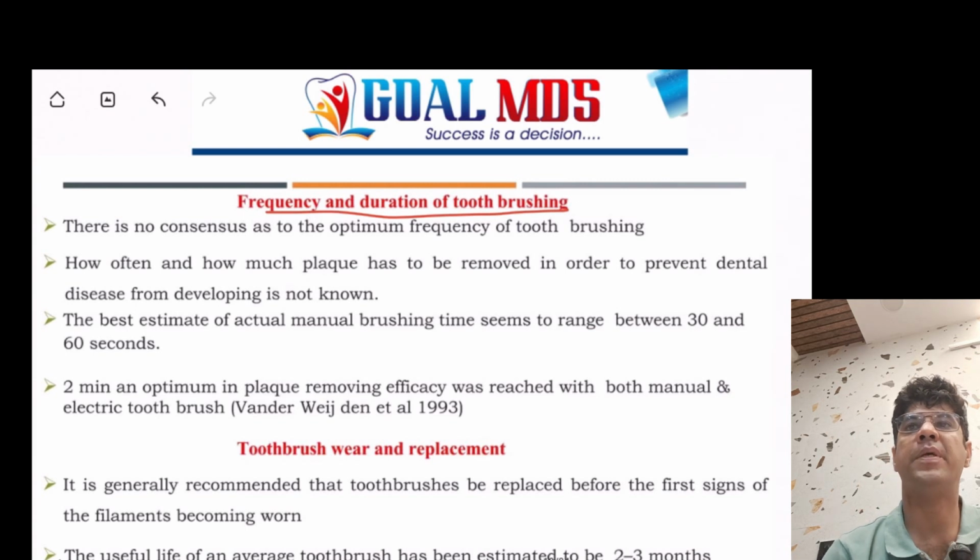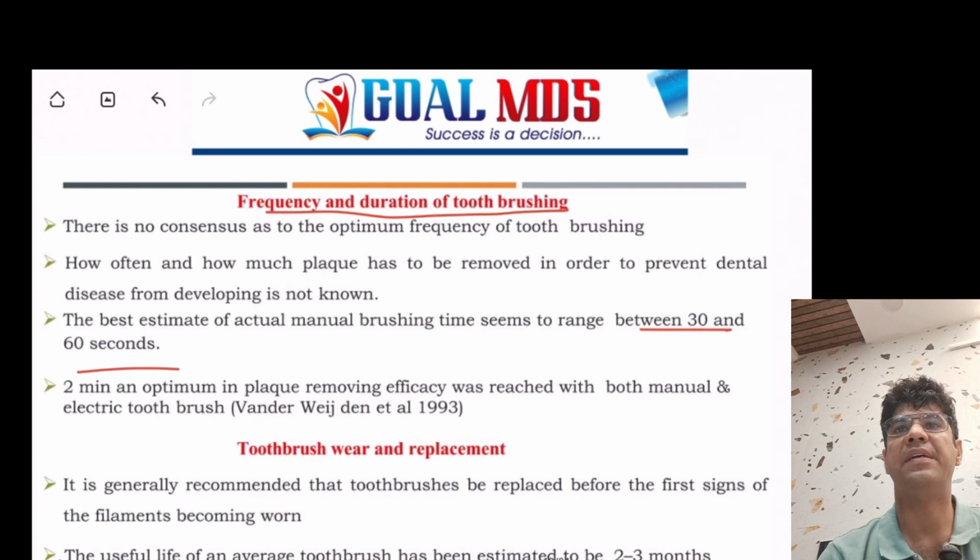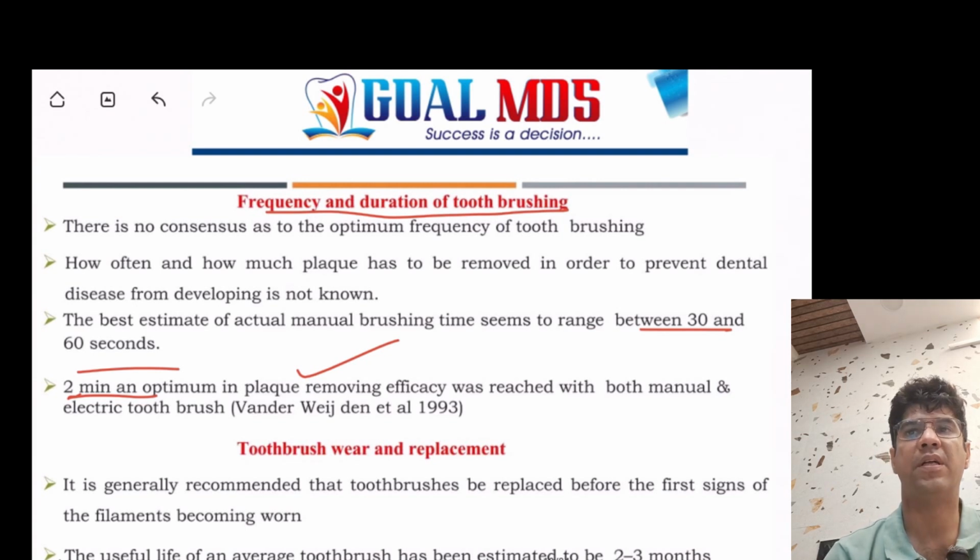Now, what should be the frequency and duration of toothbrushing? The best estimate of actual toothbrushing time seems to be between 30 to 60 seconds, and the optimum time is 2 minutes for plaque removal. The average lifetime of a toothbrush is estimated to be around 2 to 3 months.